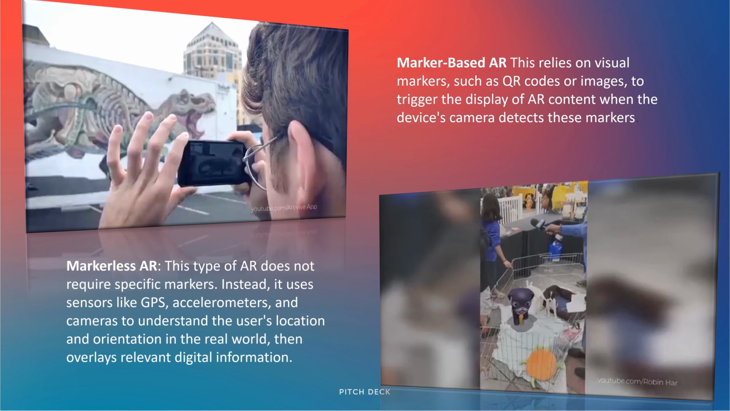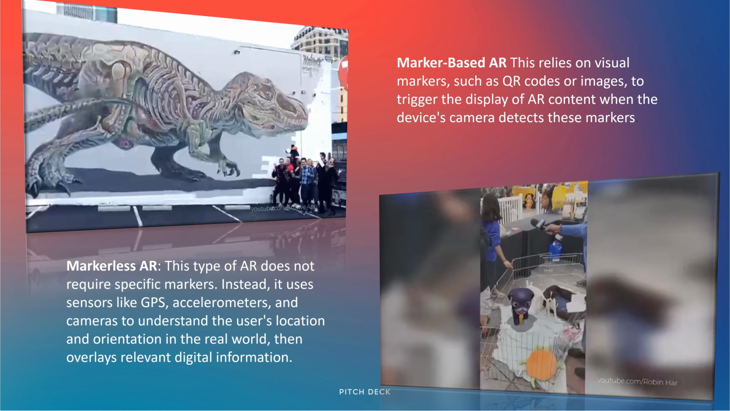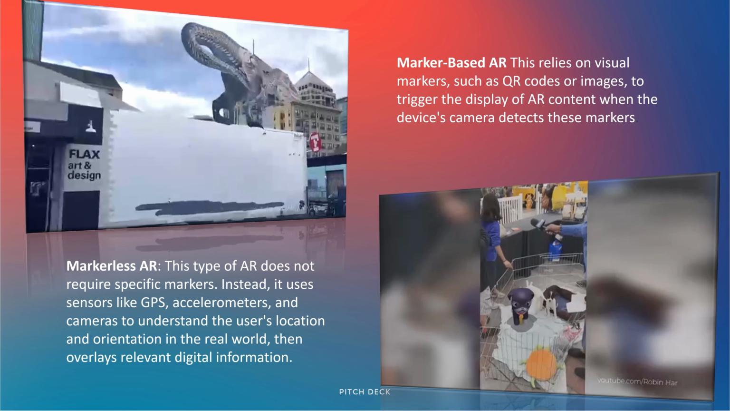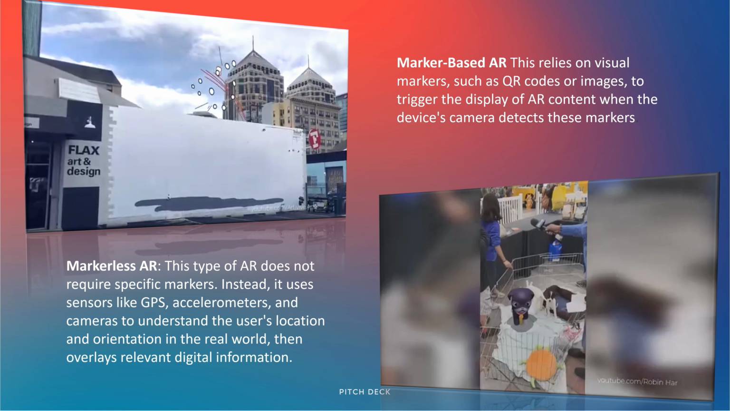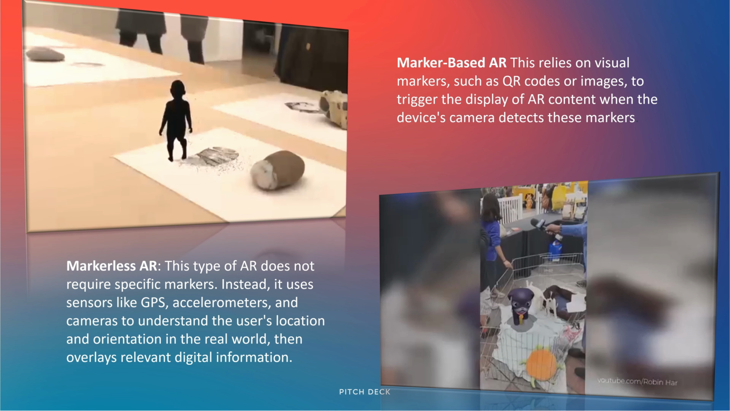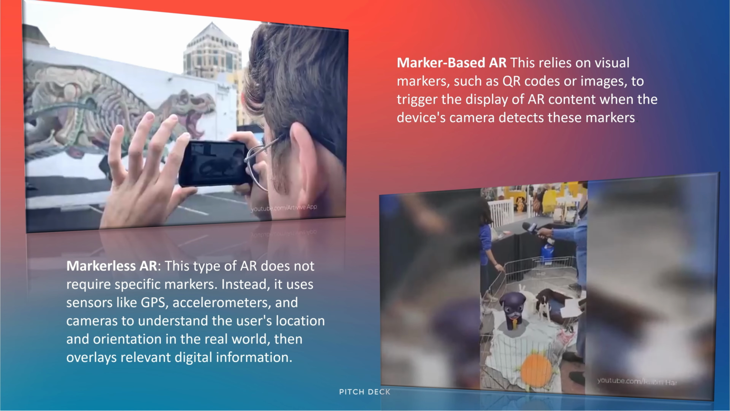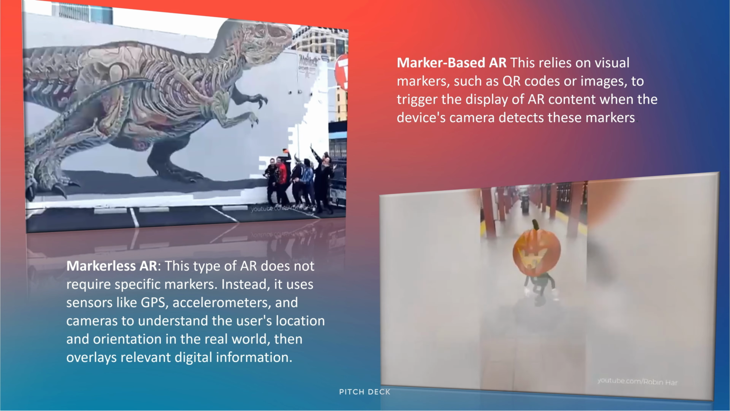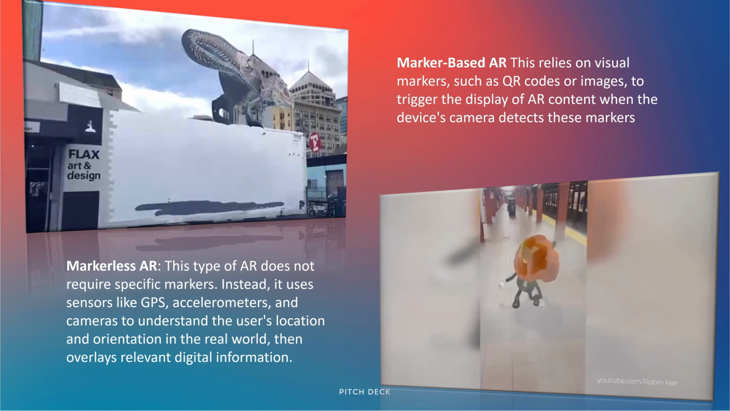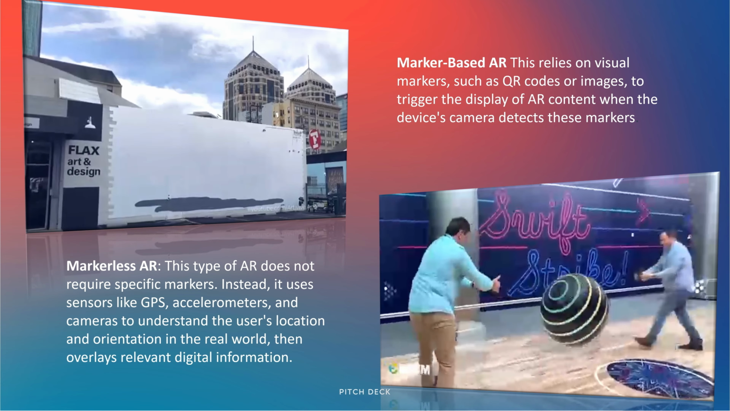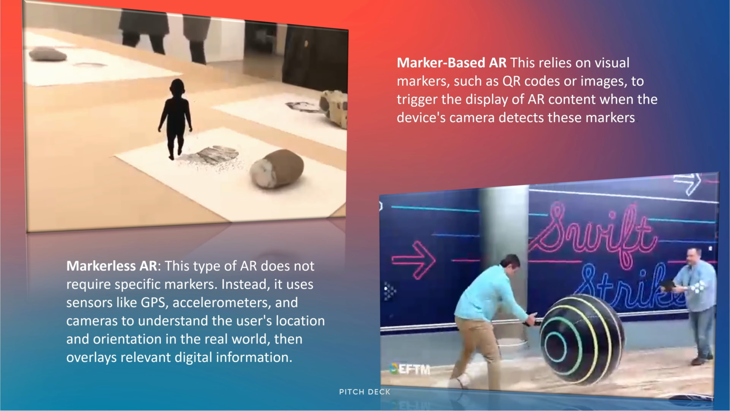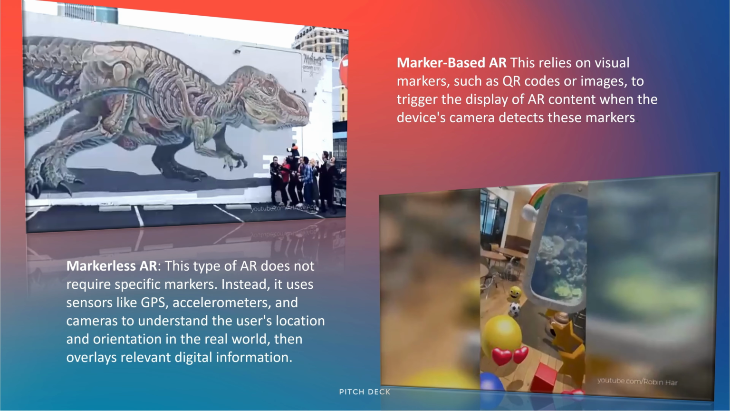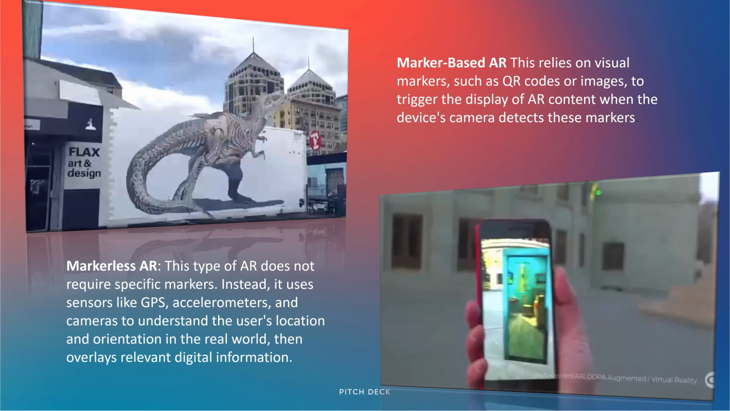Marker-based AR. This relies on visual markers such as QR codes or images to trigger the display of AR content when the device's camera detects these markers. Markerless AR. This type of AR does not require specific markers. Instead, it uses sensors like GPS, accelerometers, and cameras to understand the user's location and orientation in the real world, then overlays relevant digital information.